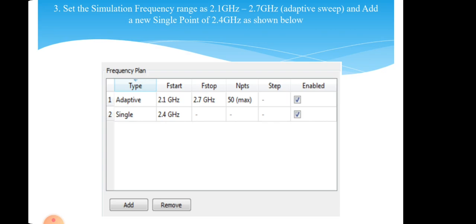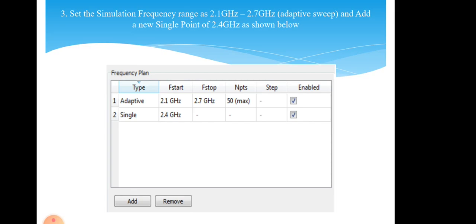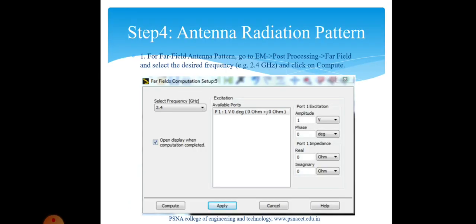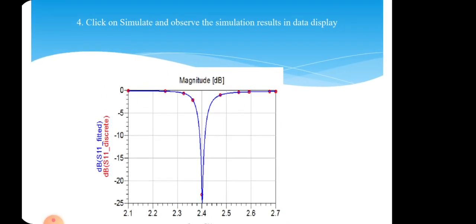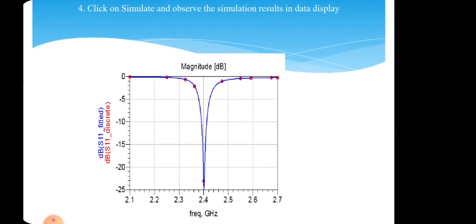So I have selected two frequency scans. One is adaptive, another one is single. Any number of frequency plans we can select, and add them. After giving a frequency scan, it will simulate and we can observe the result. See, the antenna simulation is created from 2.1 to 2.7 as we selected. In between 2.1 to 2.7 there are 50 points located, and it is calculating its Green's function and finalizing the S11 parameter.